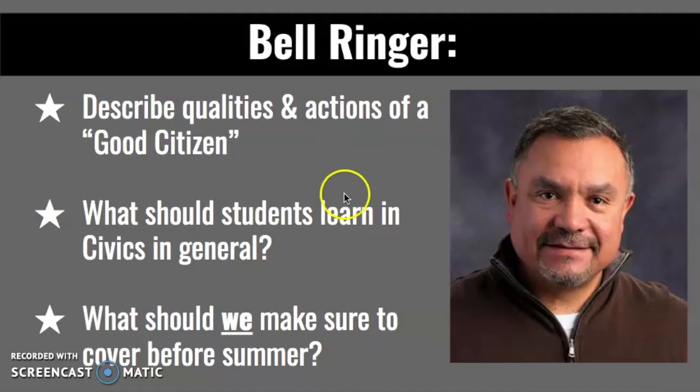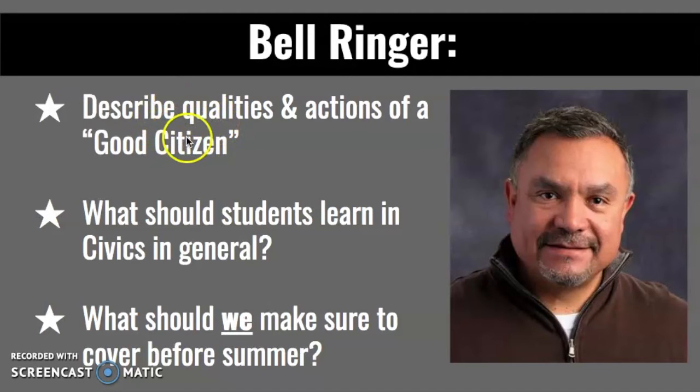To start, as you know, we want to look at the bell ringer and answer it in Google Classroom comments. Number 1, describe the qualities and actions of a good citizen. This is the emphasis of this unit, chapters 13 through 15. So tell me, what should you be doing, or what should I be doing? Should I be studying anything? Should I be paying attention? Should I be active in doing something?